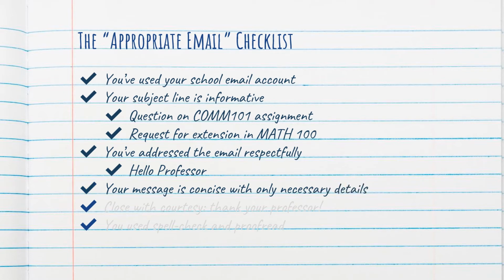Make sure your email is concise with only the necessary details. You don't need to go into long explanations. Short and sweet is what we're going for. Close your email with courtesy. Say, "Thank you," before you sign off, and definitely put your name and possibly your course and section number or your university ID number at the end of your email. And finally, make sure that you spell check and proofread your email. Nothing says, "I don't deserve a response," like an email that's full of mistakes of spelling and no punctuation.